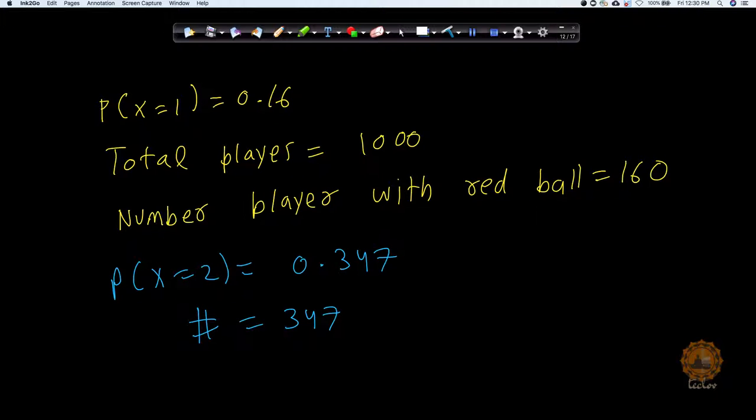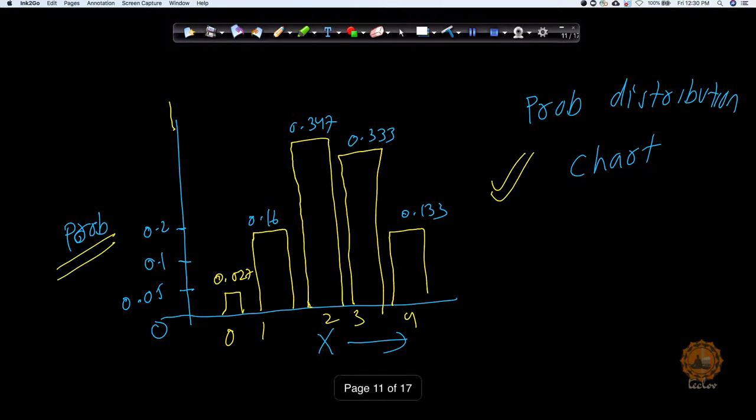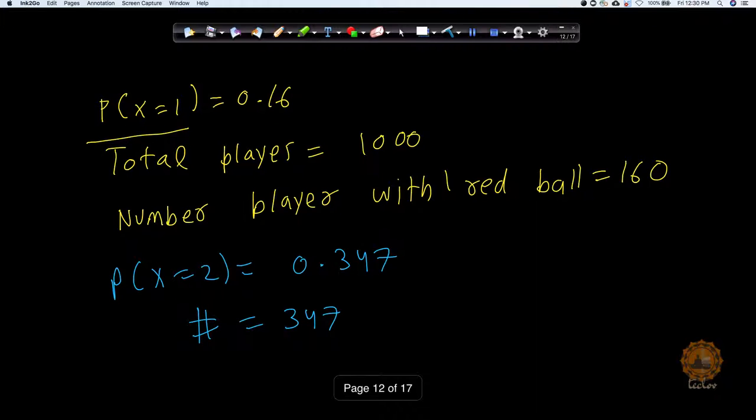So in that case, the total number of players with a red ball is going to be 160. So I'm talking about one red ball. Because my probability that x is equal to 1, meaning I have only one red ball, was 0.16. So if this experiment was conducted for 1000 people, there will be 160 people who will be drawing one red ball.